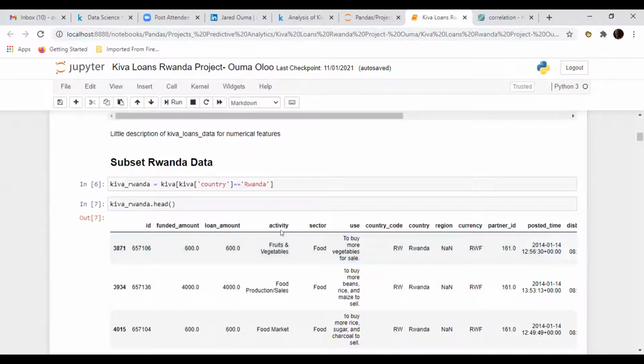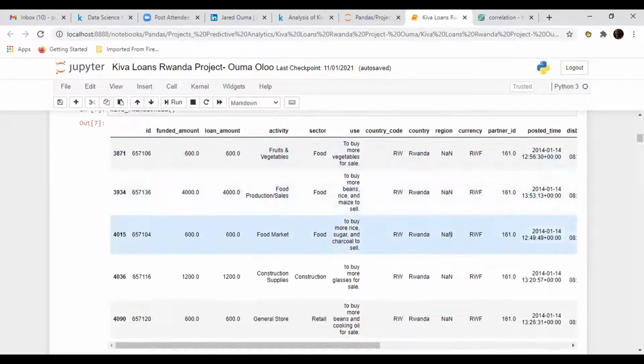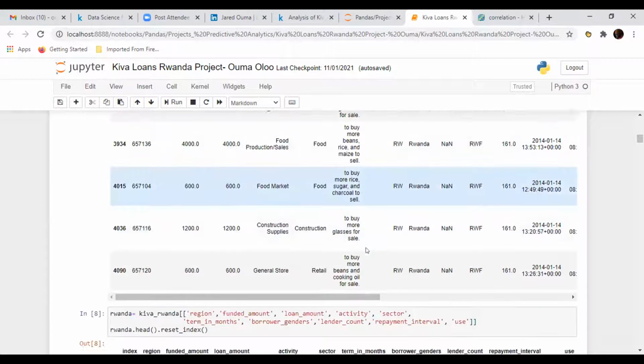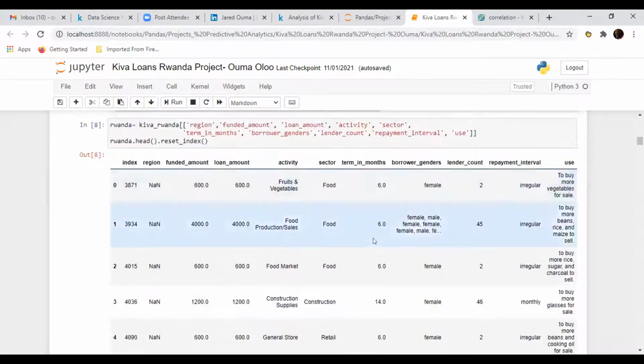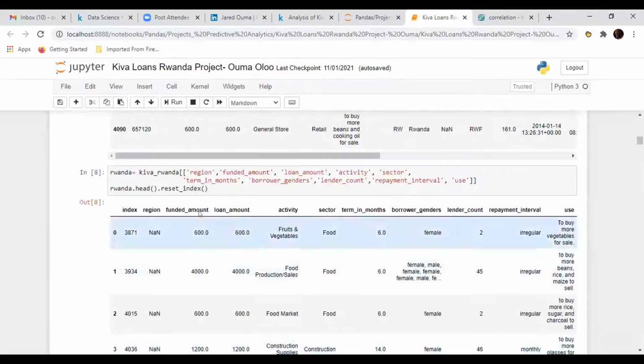So after subsetting the Rwanda data, I ran it just to see what was contained in the data, which is displayed here. So that is what we got. You can see the columns. We have the region, funded amount, loan amount, activity, the sectors, term in months, borrower's gender, lender count, repayment interval, and use.